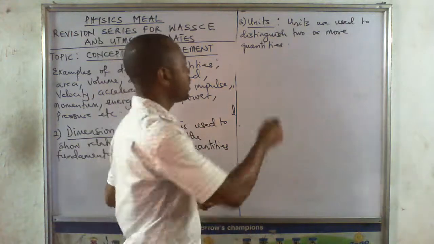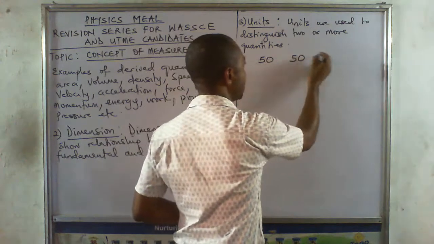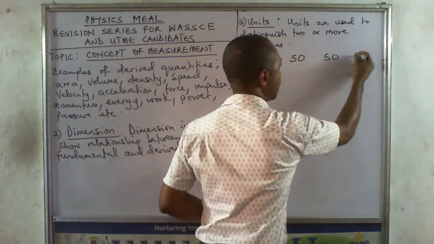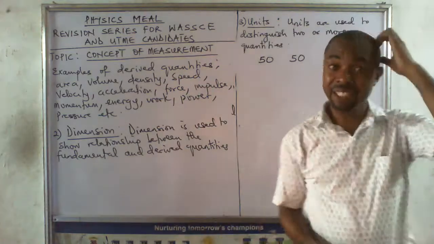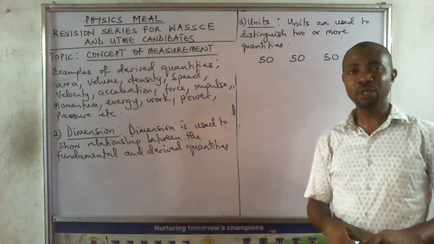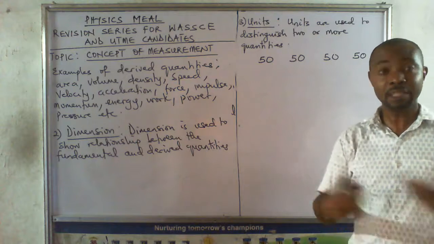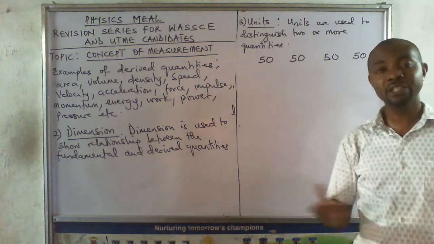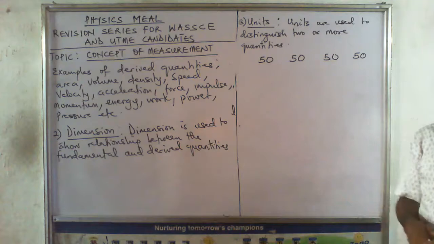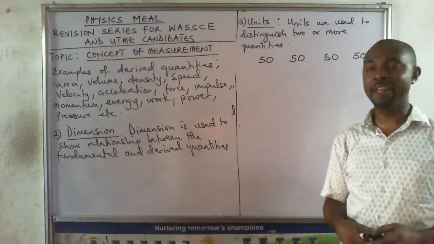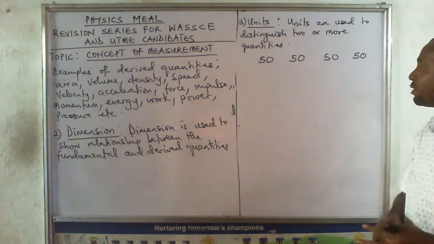Let's explain this further. Supposing I just write 50. Or maybe I entered the classroom and I started shouting 50. The students will be surprised. They say, "Sir, what are you talking about?" I say 50. They say 50 what? I say just 50. Some of them may think that maybe I'm insane, some of them may run away from the class.